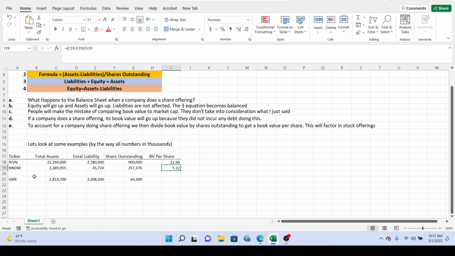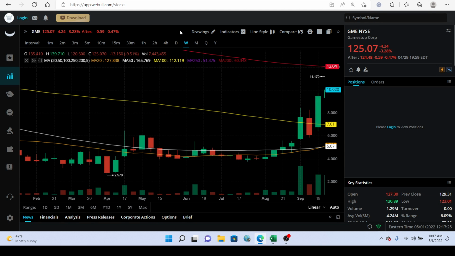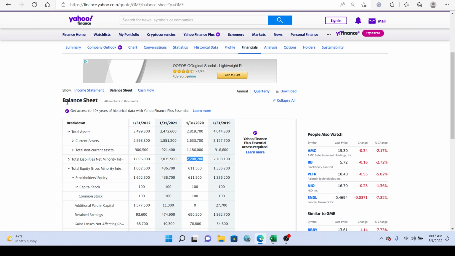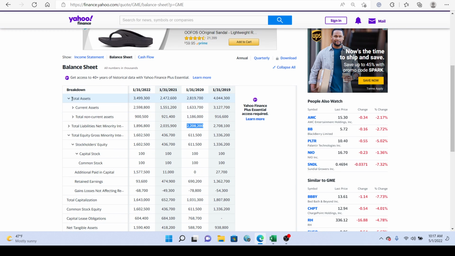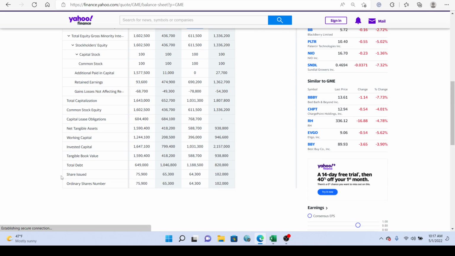Now, we could do something cool. We could look at GameStop, and we could look at their total assets and their total liabilities at a certain point in time. So now I'm going to pull up Webull. And believe it or not, GameStop actually traded at $2.57 at one point. This was in April of 2020. So what I'm doing here is I'm going on the balance sheet and I'm looking at the date that is closest to April of 2020, which is this right here. And I'm grabbing the total assets right here. I'm grabbing the total liabilities right here. And I'm grabbing the shares right here.